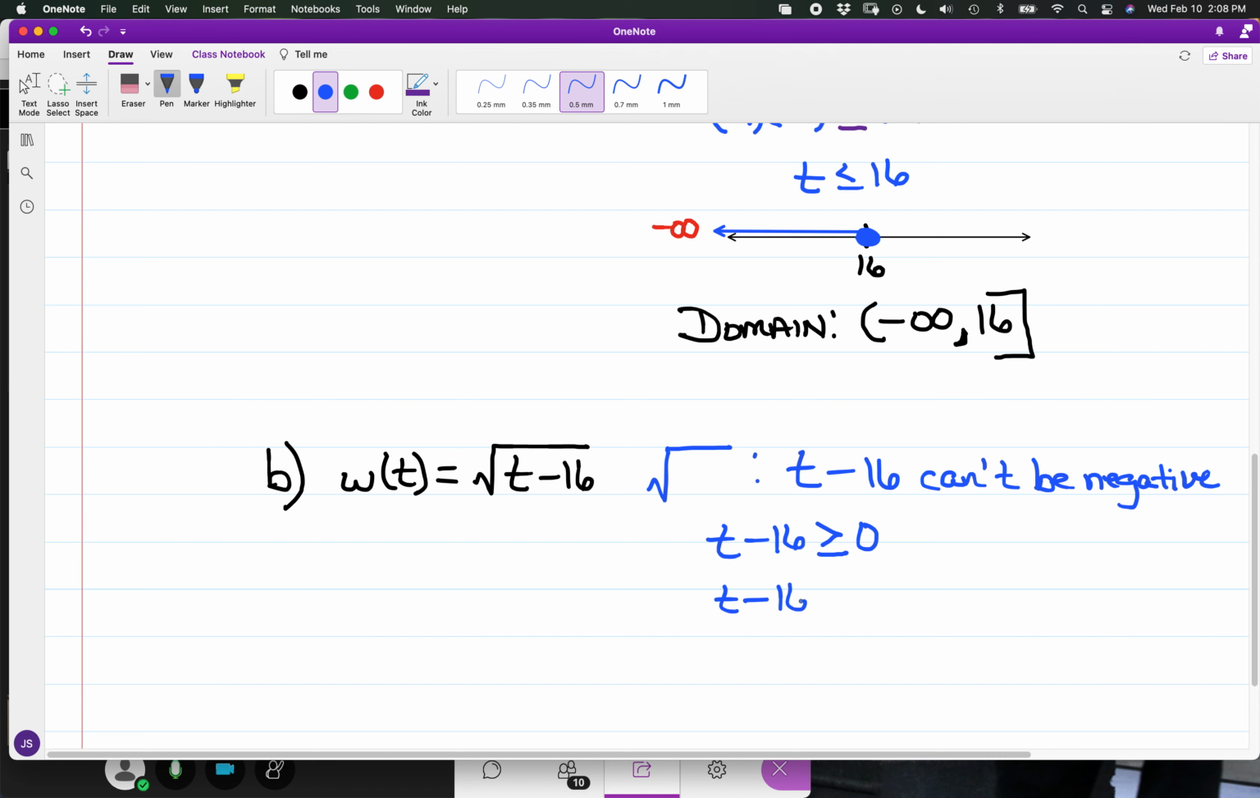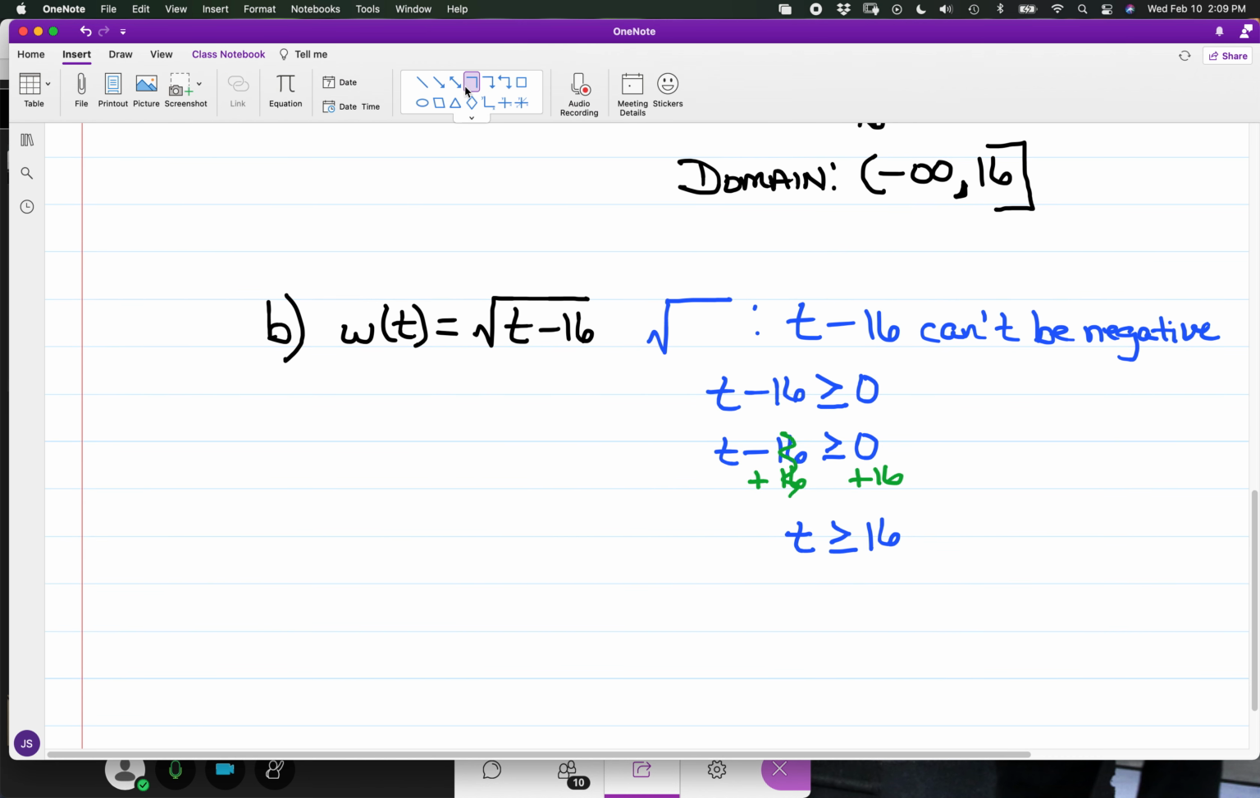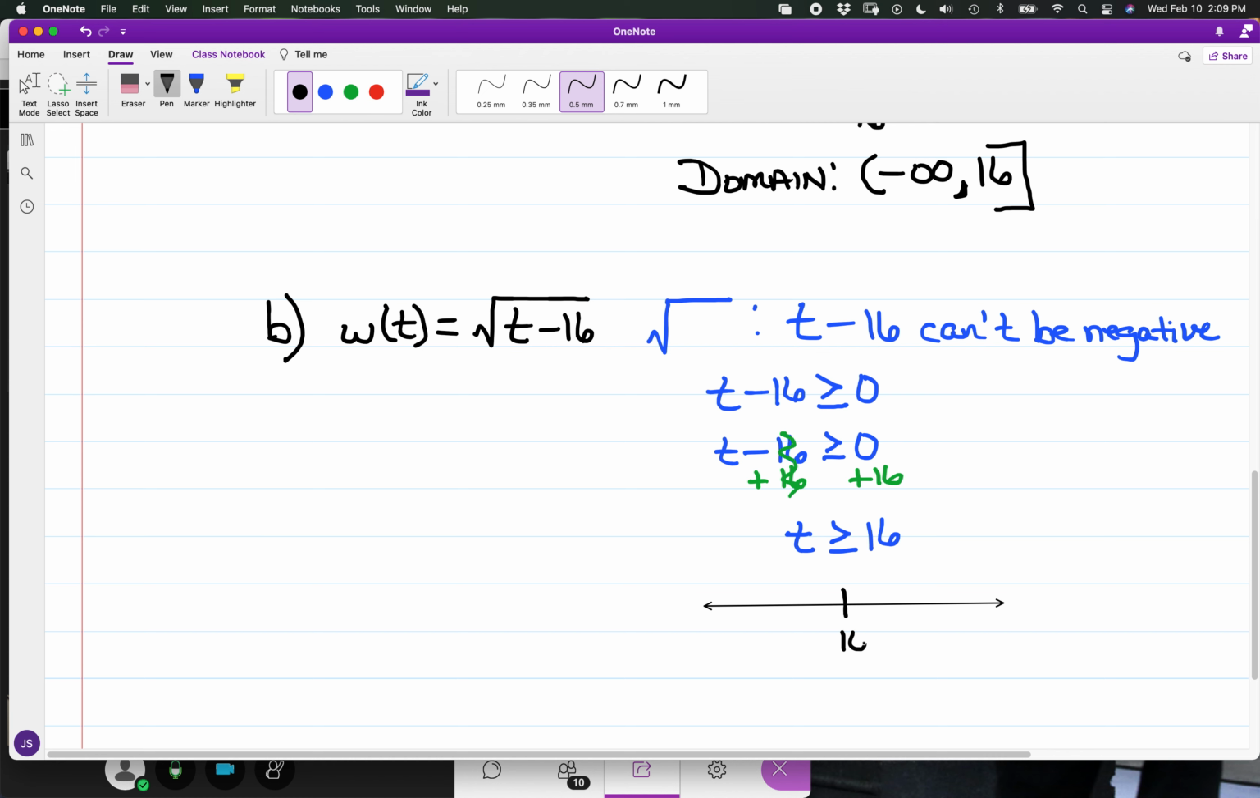And if we isolate what we have in t, upon adding 16 to both sides, we're going to have t right away, which is going to be greater than or equal to 16. And so for t is greater than or equal to 16, again, we're going to have another solid point thanks to the equal sign.